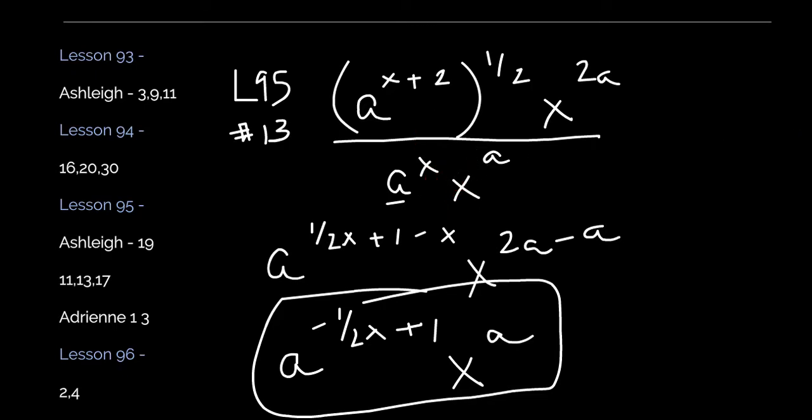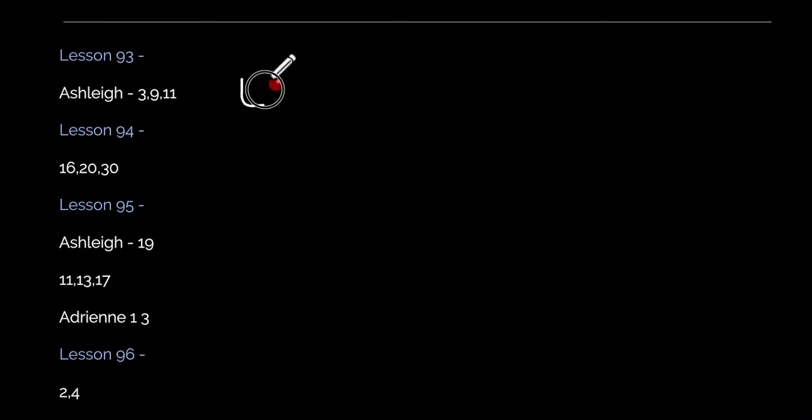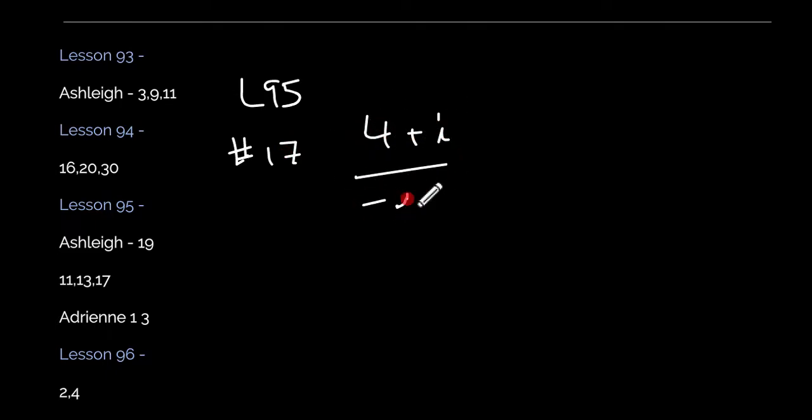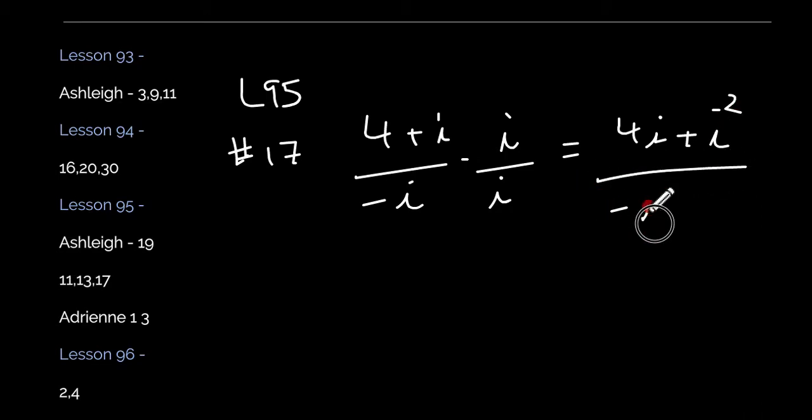All right, another i problem. Same thing, lesson 95, number 17. We have 4 plus i over negative i. We are going to just take top and bottom by an i, because that'll make an i squared, and that's no longer imaginary. On the top, we're going to get 4i plus i squared all over negative i squared.